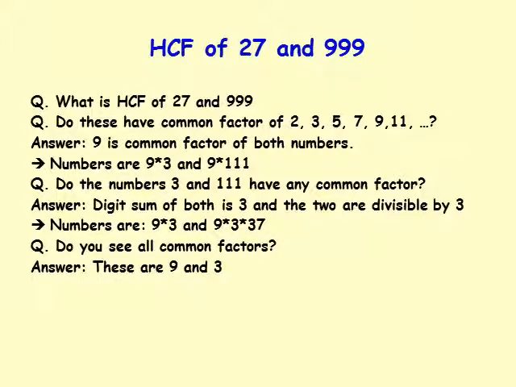Okay, let's continue here. These are 9 and 3. So 9 and 3 are common factors here. They both are common. 9 and 3 are common factors of the two.